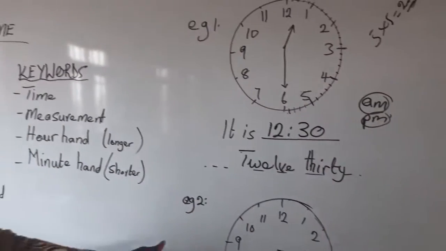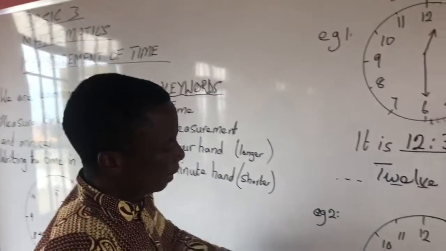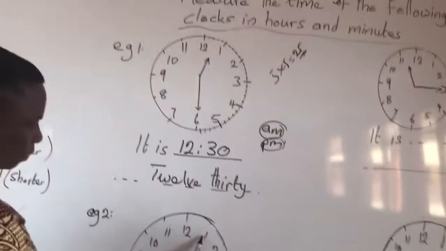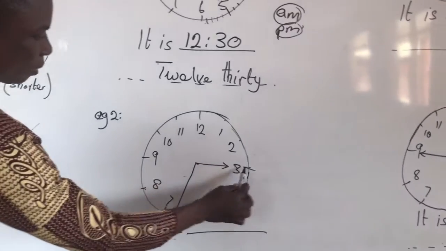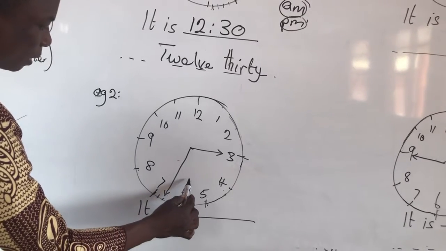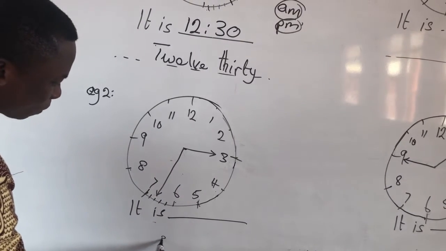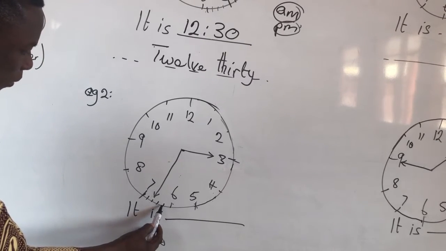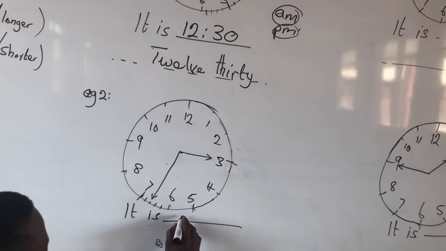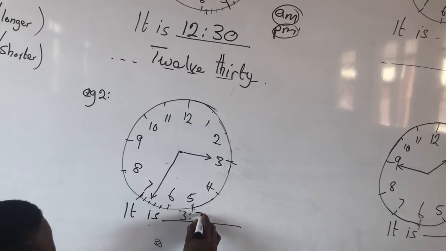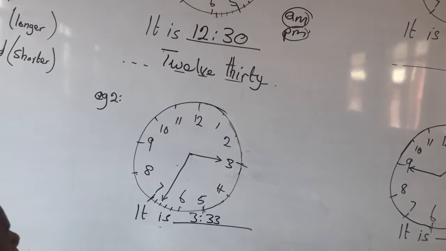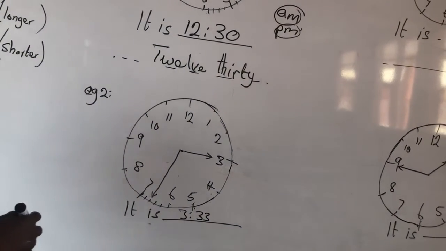Nicely written. Example 2. Look at this. This is 3 o'clock. Let's read from this side. 5 minutes, 10, 15, 20, 25, 30, and the 6, we said the 6 is what? 30. So you write it somewhere. Look at it, and the small arrows here, 1, 2, 3. So 30 plus 3 is what? 33. So we have 3 o'clock like this, 33 minutes. So 3 o'clock, 33 minutes.